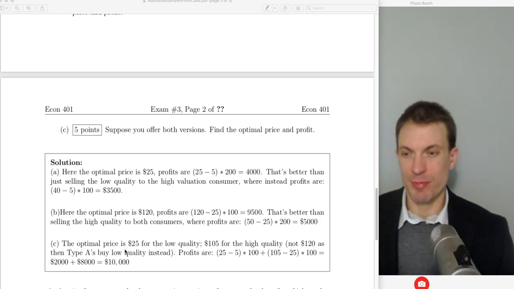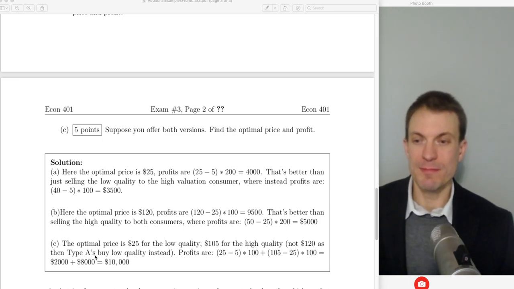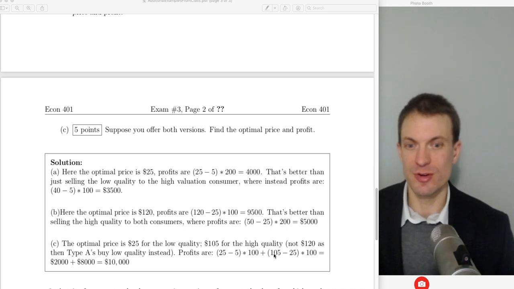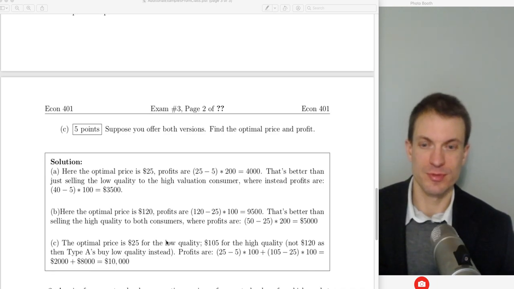So we'd say the optimal price is $25 for low quality, 105 for high quality, not the 120, because then the type A's will buy the low quality instead. So the profits are going to be 25 minus 5, or 20 times 100, plus 105 minus 25 times 100. Profits are 2,000 plus 8,000, which is 10,000.